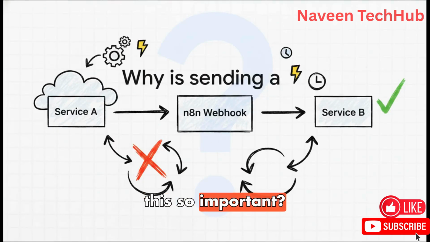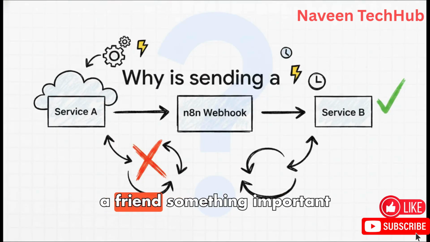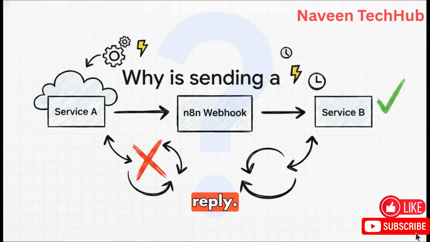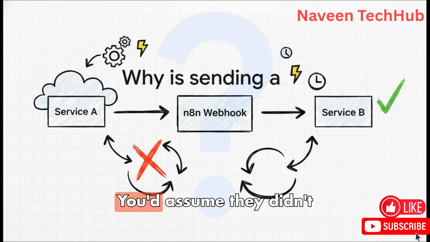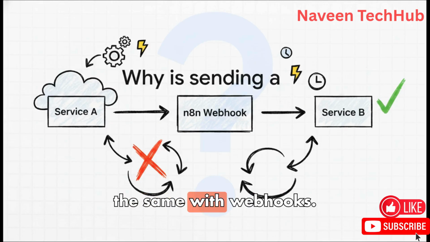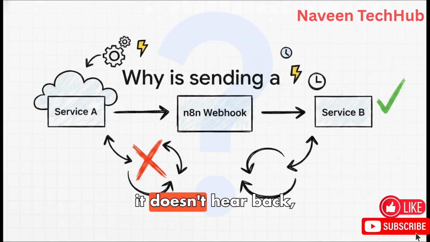But why is this so important? Well, imagine you text a friend something important and they just never reply. You'd probably text them again, right? You'd assume they didn't get it. It's the same with webhooks. The system that sent the data is waiting for a "got it, thanks." If it doesn't hear back, it might think something went wrong and send the data all over again, which can cause all sorts of problems. A quick response is just good manners, and it makes your automation way more reliable.